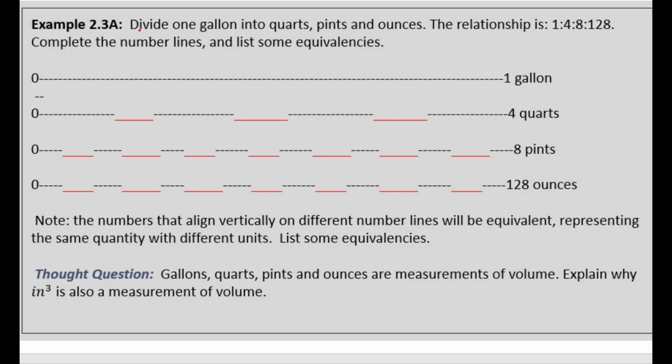Okay, we're going to divide 1 gallon into quarts, pints, and ounces. The relationship is here. Gallons, quarts, pints, ounces, and it's also here. So these things are lined up vertically. These represent the same quantity. In other words, 4 quarts equals 1 gallon, 128 ounces equals 4 quarts, etc. So I'm going to drop in the numbers here. This is cut into 4s, this is cut into eighths, equally spaced apart.